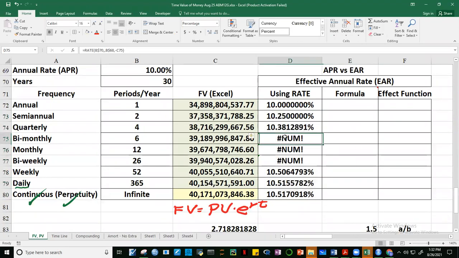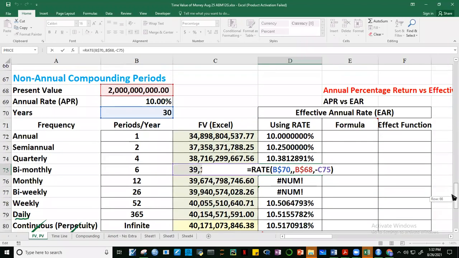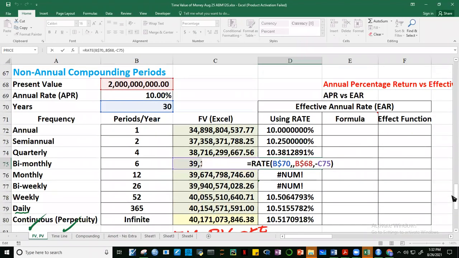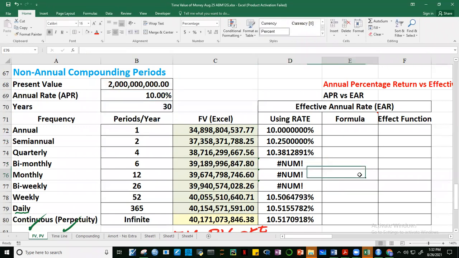Oh, bakit? What happened here? Negative C75. Oh, what happened, guys? Bakit nag-number to?